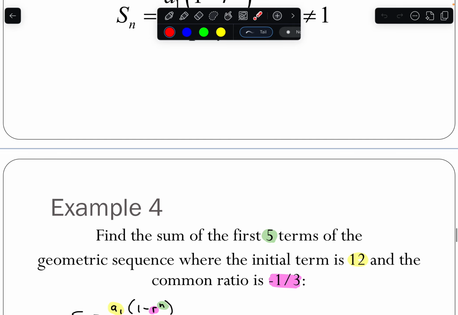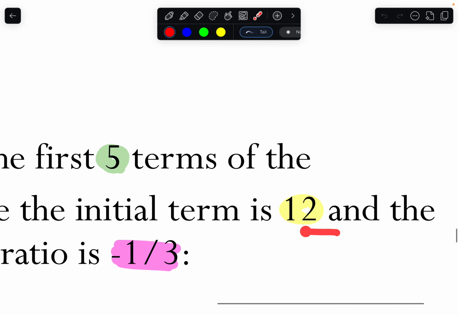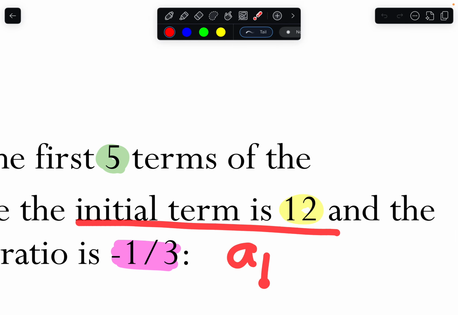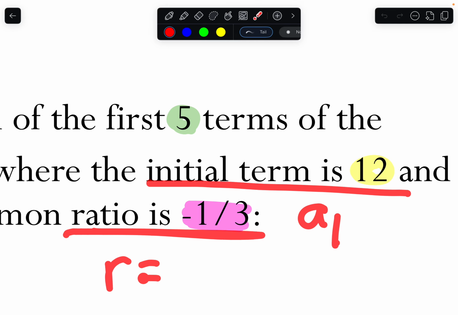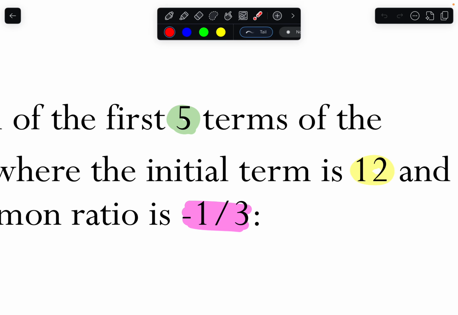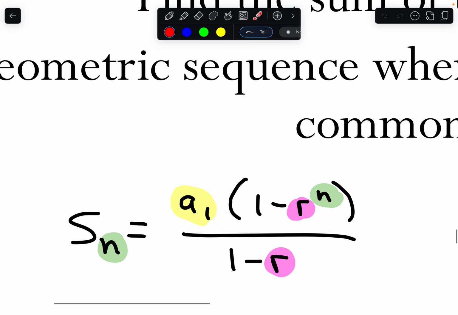Okay, example 4. Find the sum of the first 5 terms of the geometric sequence where the initial term is 12, so that's my a sub 1. And we are told that the common ratio is -1/3. So you could write out all 5 terms and add them up. That seems like the hard way of doing it. Let's apply the formula because we're told everything that we need.